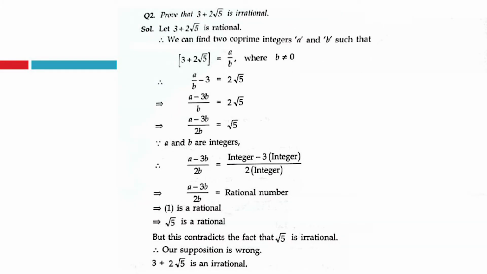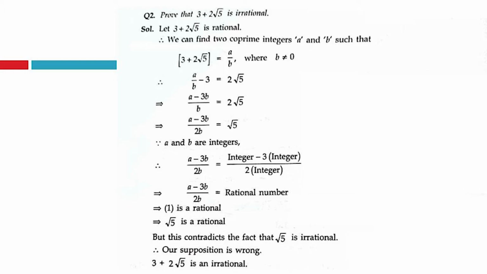Move on to the next question. Prove that 3 plus 2 root 5 is irrational. Solution. Let 3 plus 2 root 5 be rational. Therefore, we can find two co-prime integers a and b such that 3 plus 2 root 5 equals a by b, where b not equals 0.